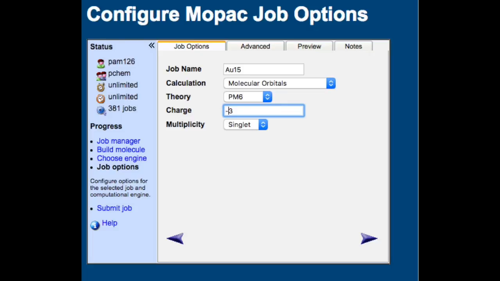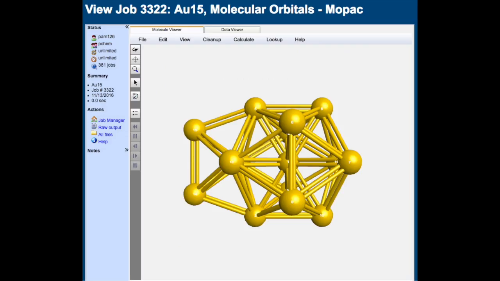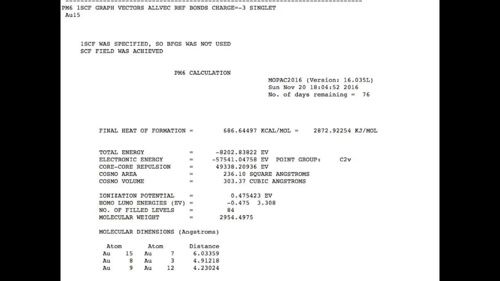This was done by finding the charge and spin state with the most stable or lowest energy configuration. These and all other computational calculations were carried out using WebMO and the MOPAC semi-empirical program with a PM6 theory.